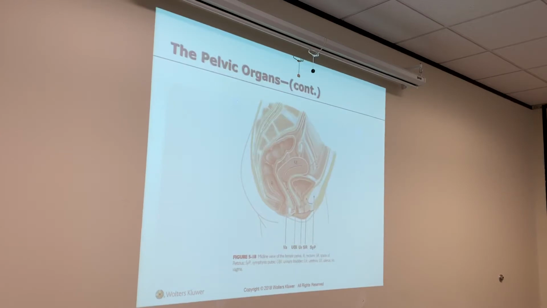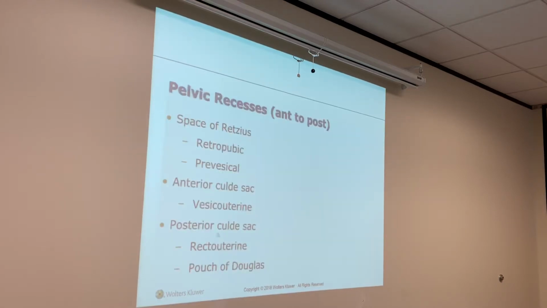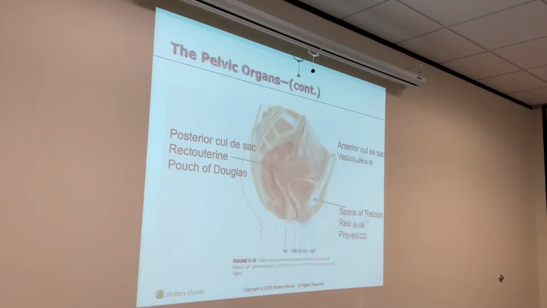Now, I'm on the other side of my uterus. I'm between the uterus and the rectum now. It's called the posterior cul-de-sac, also called the recto-uterine, also called the pouch of Douglas. Here's just a picture of it.